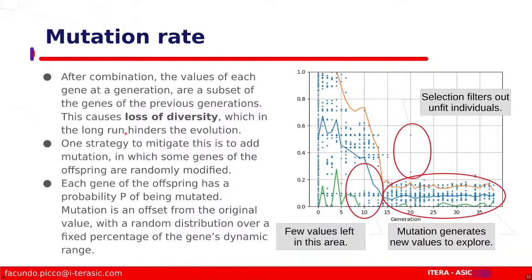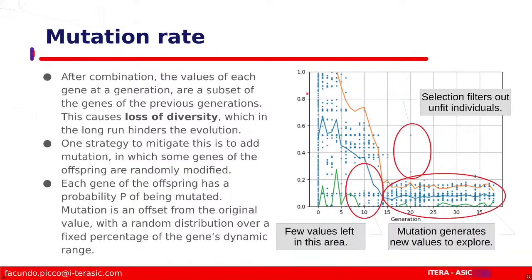And the way we implement it is that for each gene, we give it a configurable probability of being mutated. And when we mutate it, we use a Gaussian distribution, a normal distribution, with a sigma that is proportional to the dynamic range of that gene.